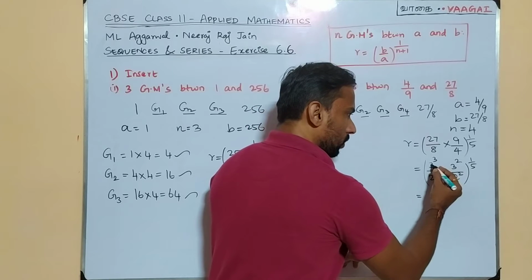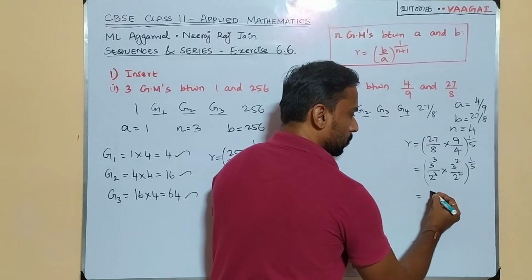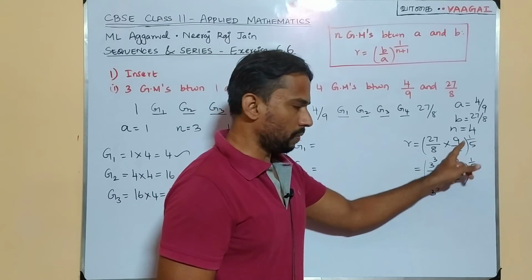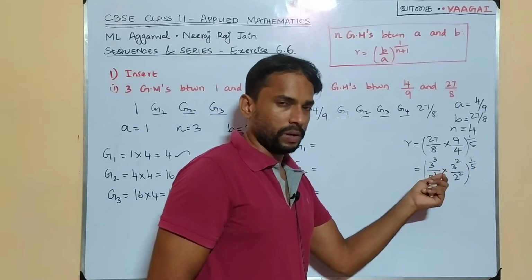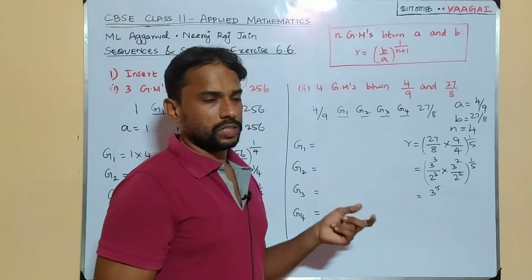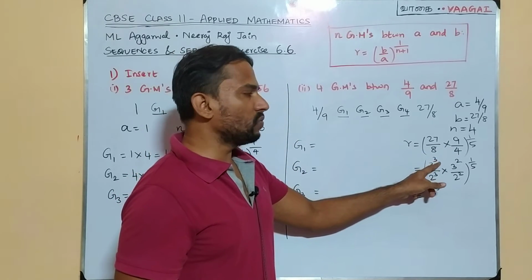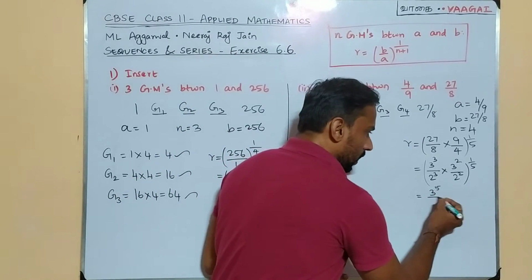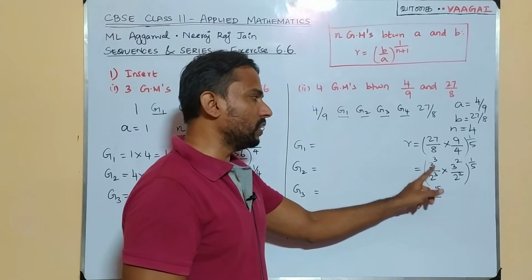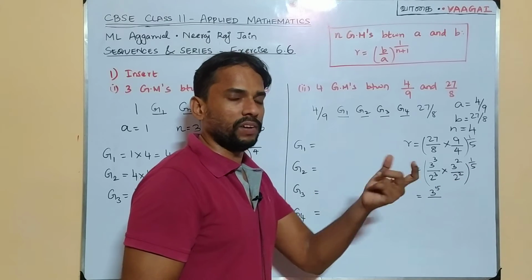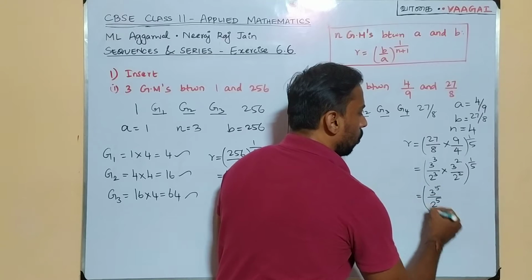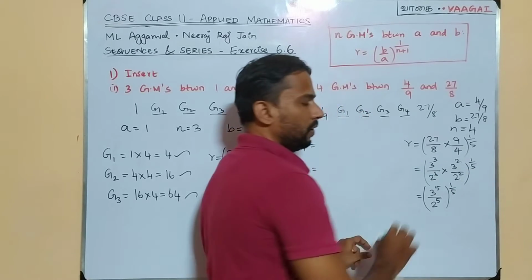Next, 3 cube into 3 square becomes 3 power 5. Why? Because 3 power 3 into 3 power 2, numerator with numerator, the powers get added: 3 plus 2 is 5. Similarly, in the denominator we have 2 power 3 into 2 power 2, where the powers also get added, so we get 2 power 5. The whole power 1 by 5.